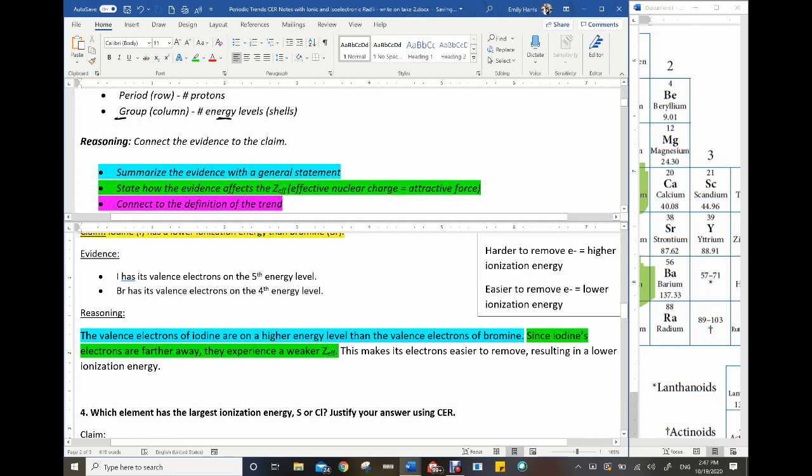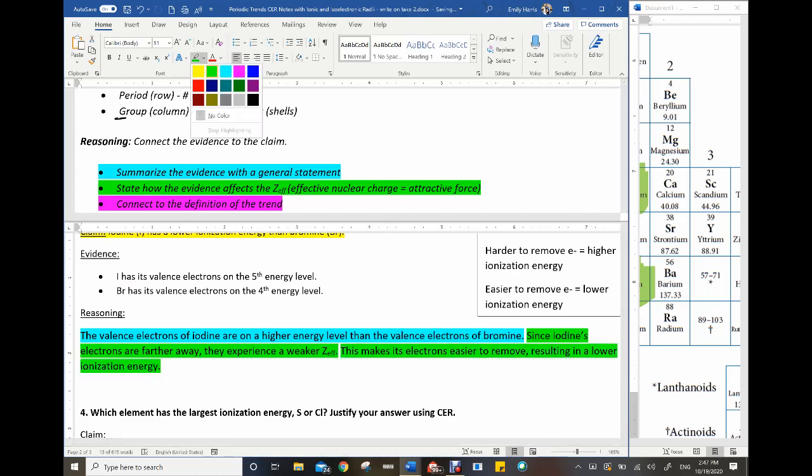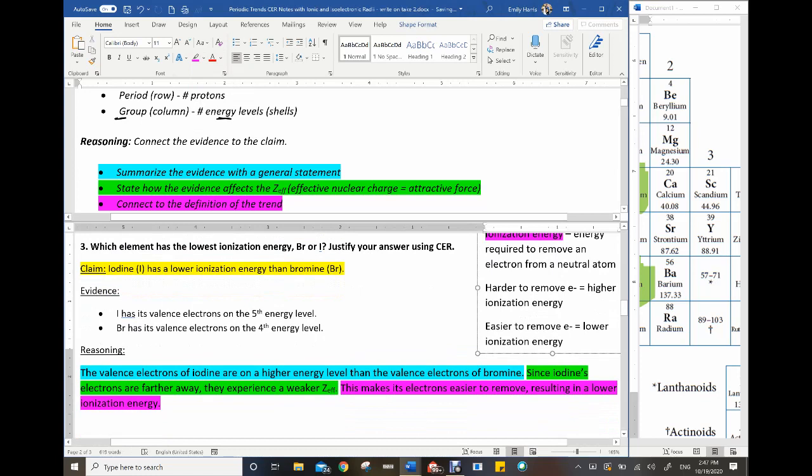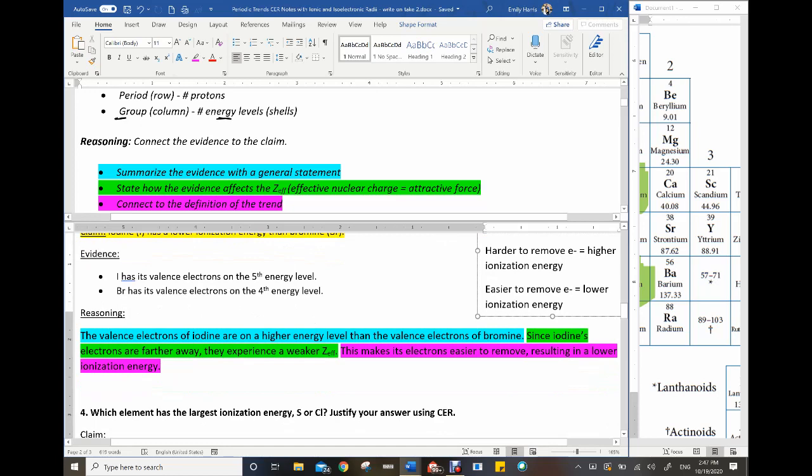Then finally, we want to connect it back to our definition of the trend, which is what we talked about earlier, that ionization energy is the energy needed to take away an electron from a neutral atom. So it says since iodine's electrons are farther away, they experience a weaker Zeff. And then here's the connection. This makes its electrons easier to remove, resulting in a lower ionization energy. So a great, solid reasoning that connects our evidence to our answer.